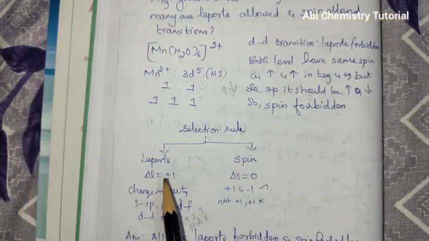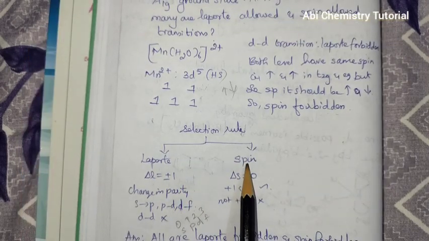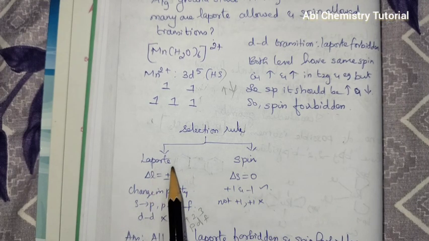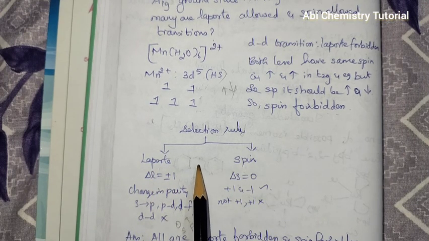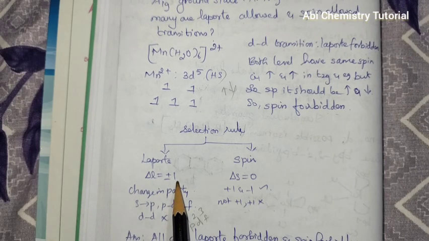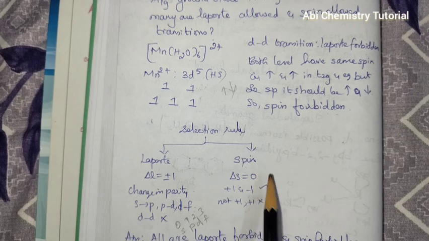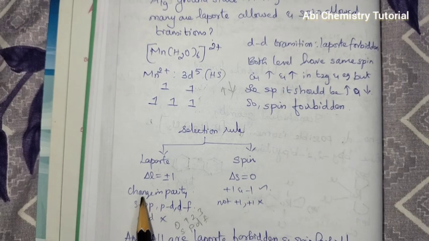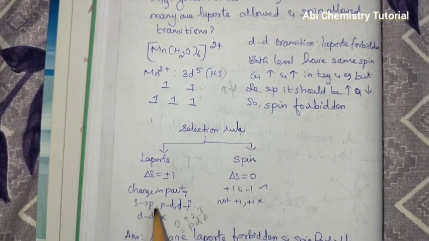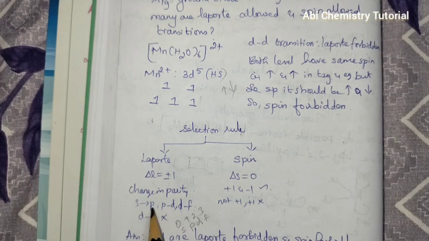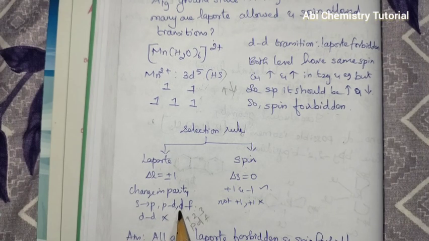Coming to the selection rules, Laporte and spin transitions. For a transition to be Laporte allowed, delta L is equal to plus or minus 1. This is the selection rule. And for spin allowed transitions, the selection rule is delta S equal to 0. So there should be a change in parity in case of Laporte allowed transitions. That is, it should be from S to P or P to D or D to F.